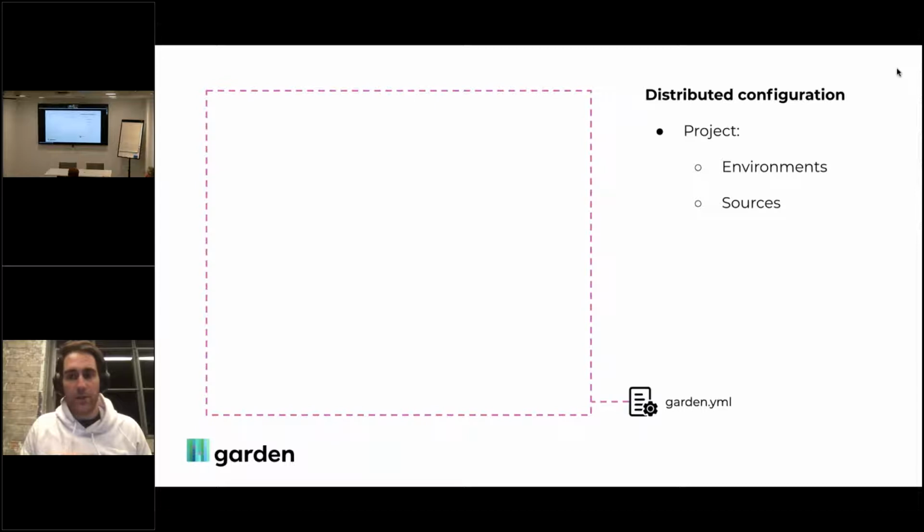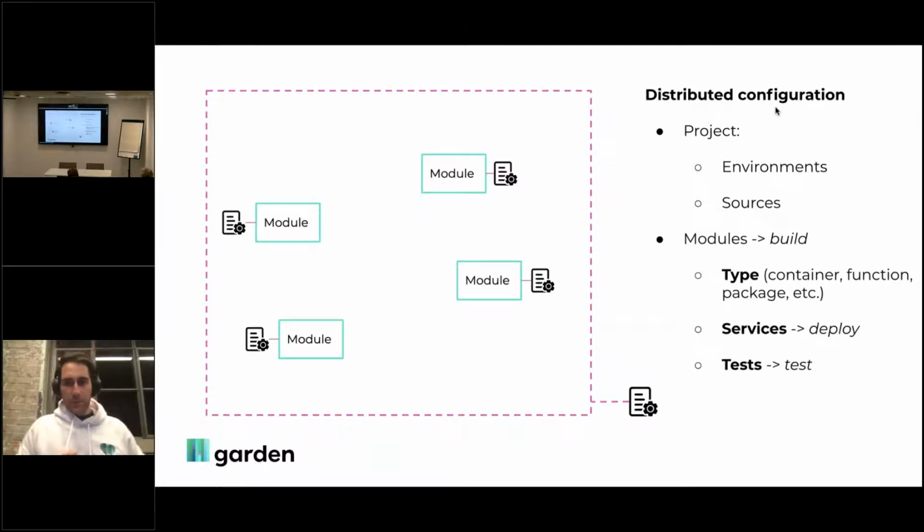With sources, you tell Garden where all the source code lives that you need to get your system up and running. So you point it to all of the different GitHub repos where all of your code lives, right? And Garden will then pull that together so you can work from one source of truth. Next up, we have modules.